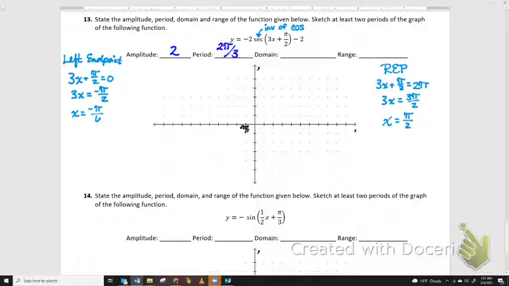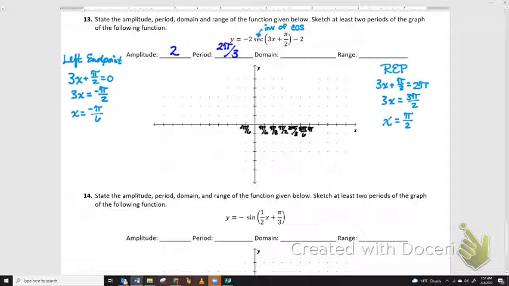So negative pi over 6, positive pi over 6, pi over 3, pi over 2, 2 pi over 3, 5 pi over 6, and pi, just to take it out a little bit further. We are inverse of cosine. What does cosine look like? Cosine looks like this, so inverse cosine looks like this. So my left and my right are going to go down.